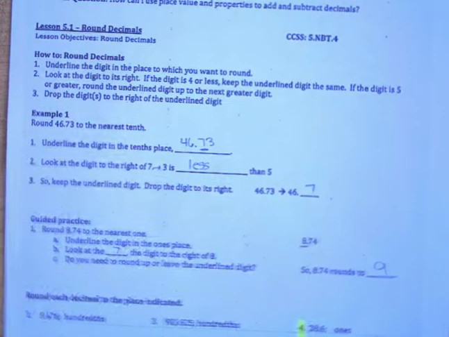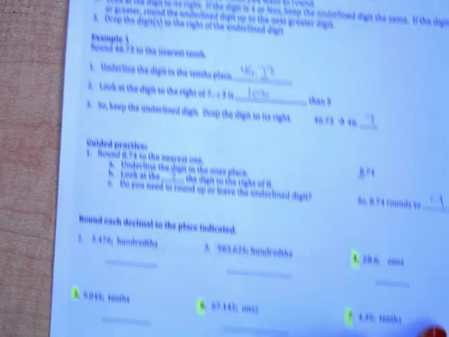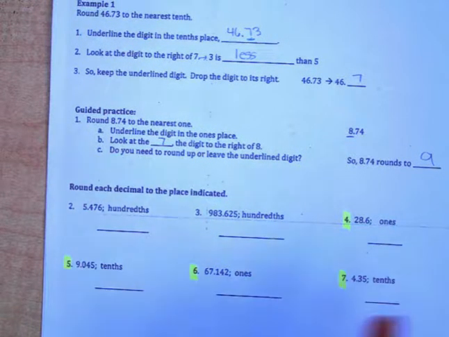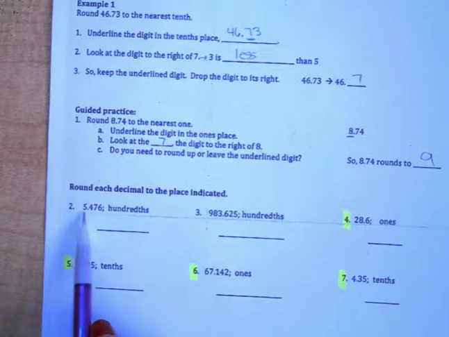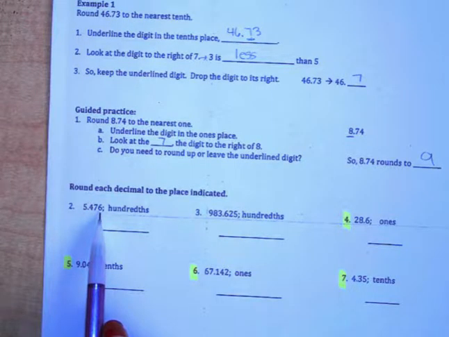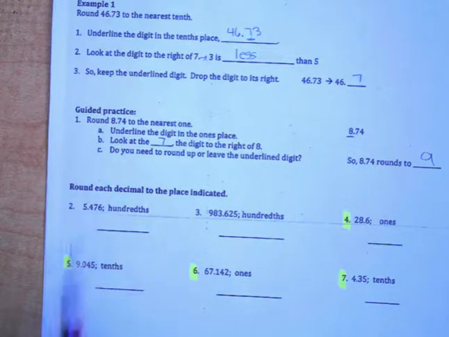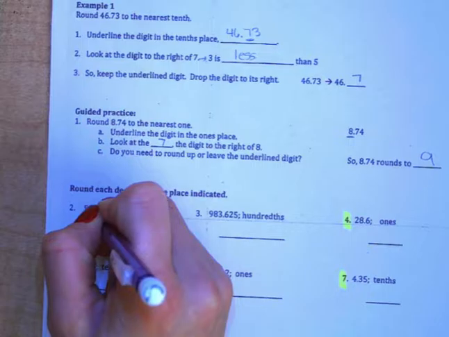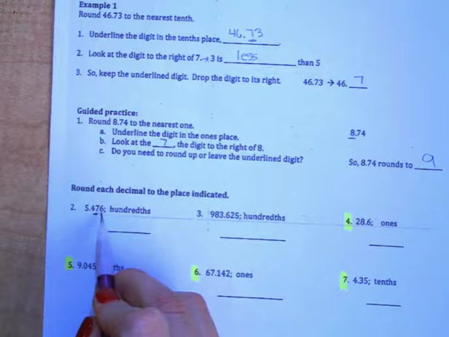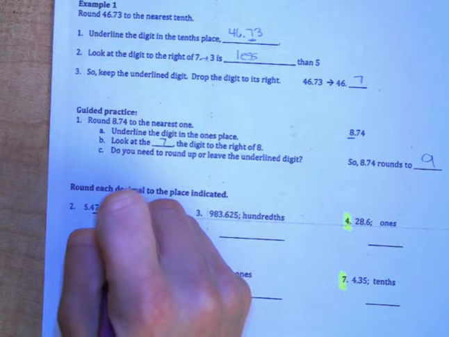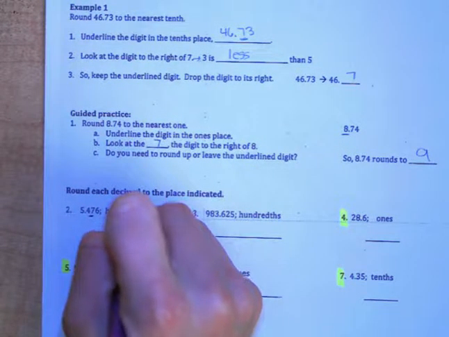All right, let's do just a couple more so you can see how to do the independent practice problems. For number 2, you have 5 and 476 thousandths, and it would like you to round to the hundredths place. So we underline the hundredths. Take a look at our 6. 6 is greater than 5, so we need to round up. So that will be 5.48.